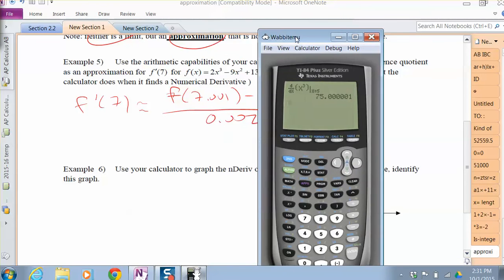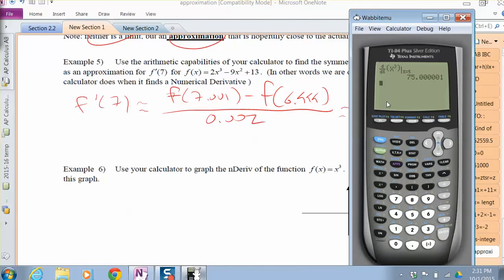So what I'm going to do instead is go to y equals, type in the function 2x cubed, and you may want to get your calculator and follow along while I'm doing this, minus 9x squared plus 13. Okay. Now I'm going to graph. Well, actually, I'm not going to graph. I'm going to quit.